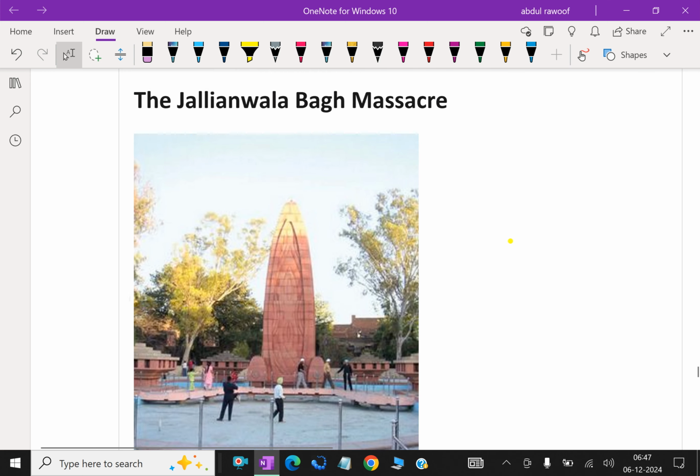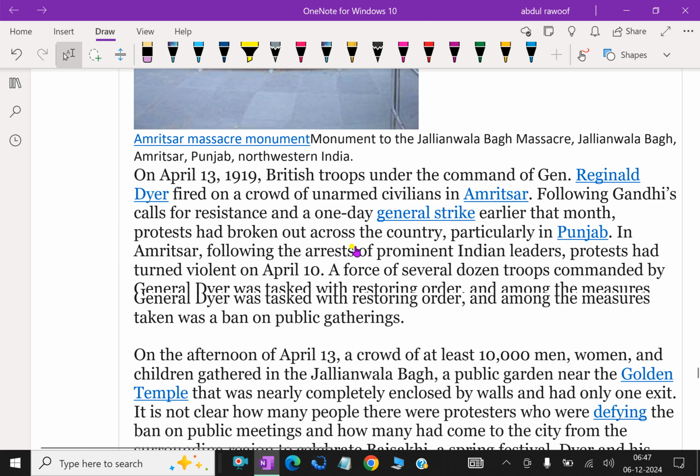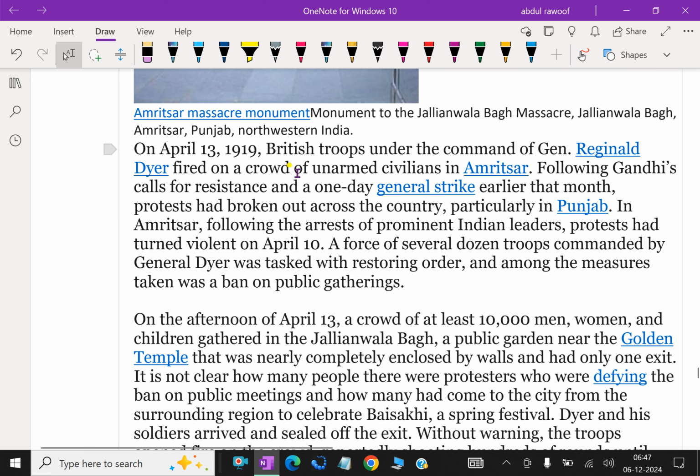Jallianwala Bagh massacre. On April 13, 1919, British troops under the command of General Reginald Dyer fired on a crowd of unarmed civilians in Amritsar following Gandhi's calls for resistance and one-day general strike earlier that month.